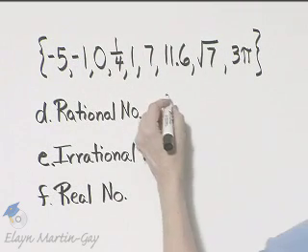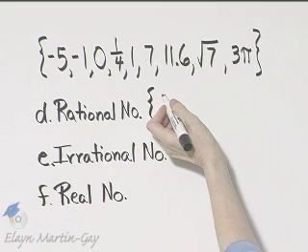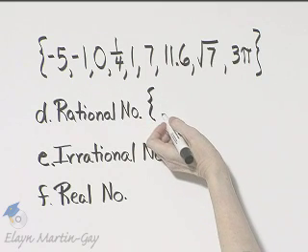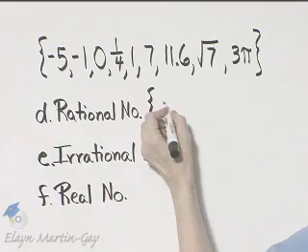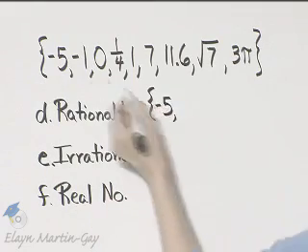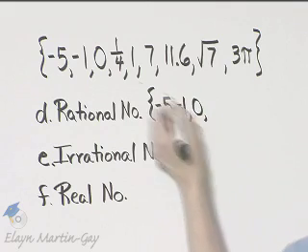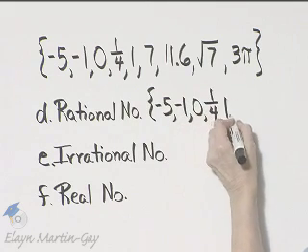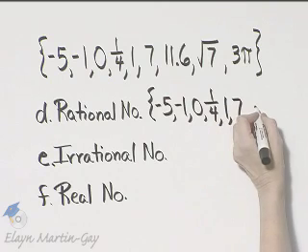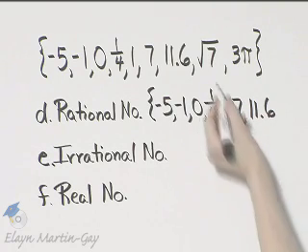Now let's write down the rational numbers. Remember, a number is a rational number if it can be written in the form a over b, where a and b are integers, but b, the denominator, is not 0. So -5 is a rational number. -1, 0, 1/4 is a rational number. 1, 7, 11, and 6/10 is a rational number.